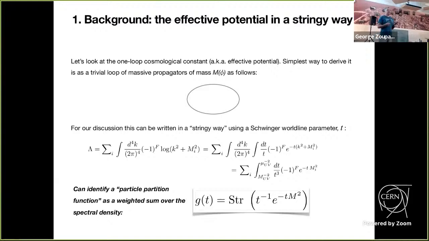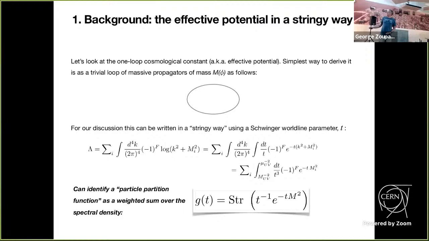And what I'm going to do is I'm just going to shuffle around that thing. And so I can write the logarithm as an integral over some dummy variable t of an exponential. And then I can take the momentum integrals and I end up with something that looks like that. So that's something which you would call a first quantized way of writing the potential. And this parameter t is really telling you the size of the circle, essentially, and it's the Schwinger world line parameter, if you know your first quantized field theories.